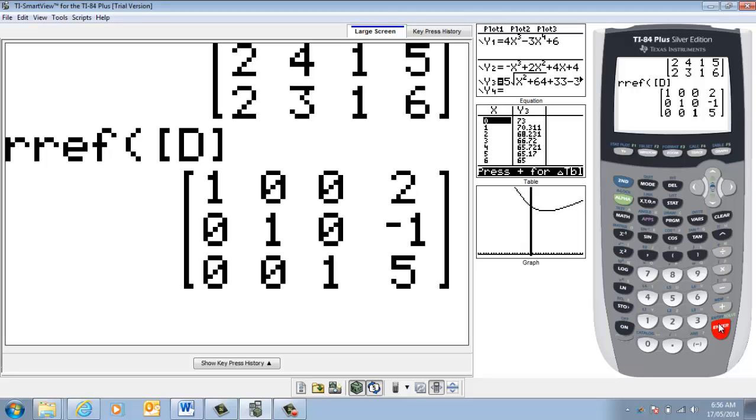If you don't have to do that, then this is the way you would solve it using your RREF button. The alternative is also to use the equation solver in the Polysim 2 as well. That's another way of doing it. But this is probably the easiest way. So again, x is equal to 2, y is equal to -1, and z is equal to 5.